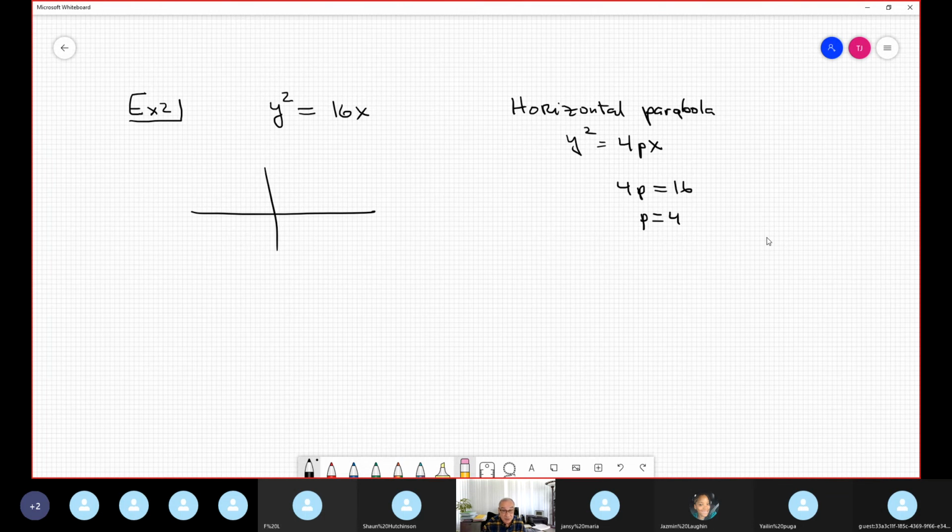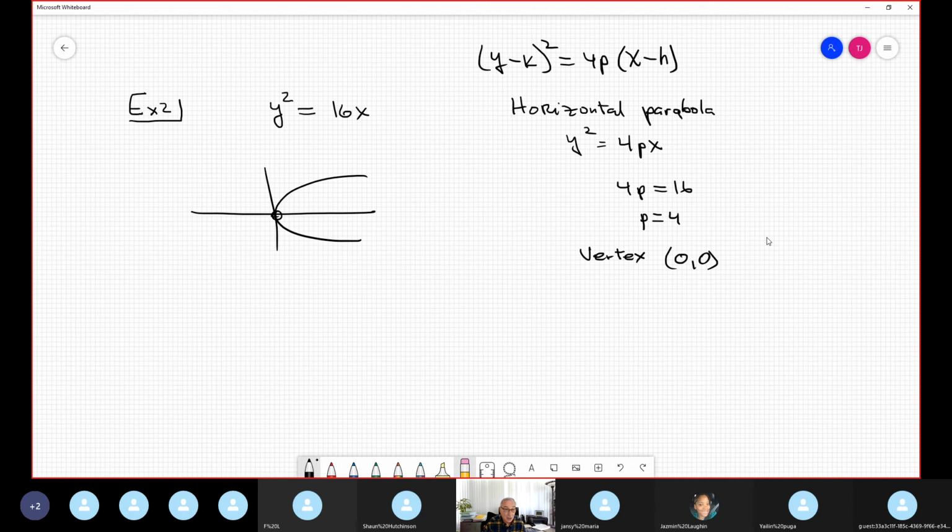The vertex, no center. The parabola has no center, it has a vertex, located at 0,0, because we have no translation, we have no h, no k. So in general, we have (y minus k) squared is equal to 4p times (x minus h). Our parabola opens to the right, because p is positive. This is my vertex, 0,0. The focus is located here. At what distance? P distance. The focus is located at 4,0.